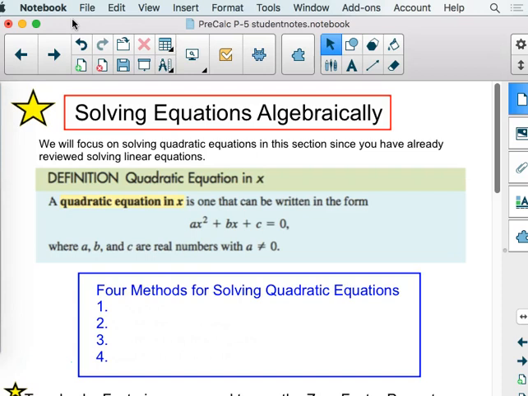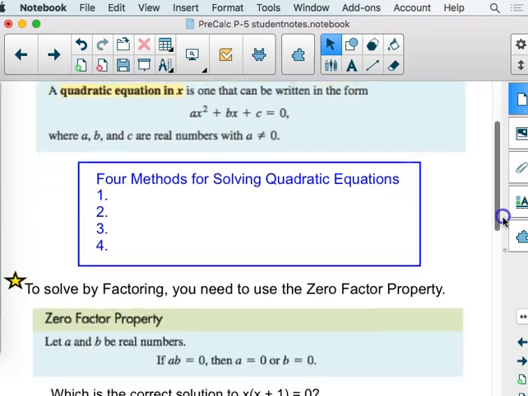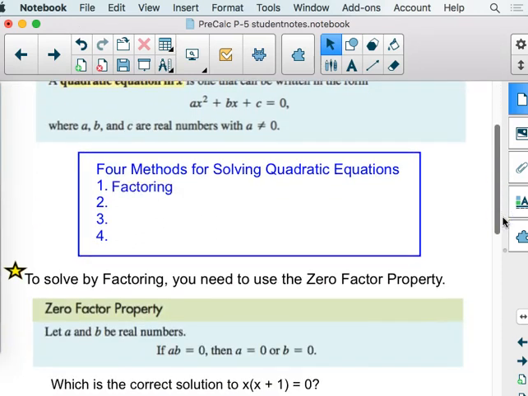So there are 4 methods for solving quadratic equations. You would love it if every single quadratic we saw this year were factorable. Not going to happen. It just isn't. But factoring is the easiest, nicest way to get those exact fractions that we want.